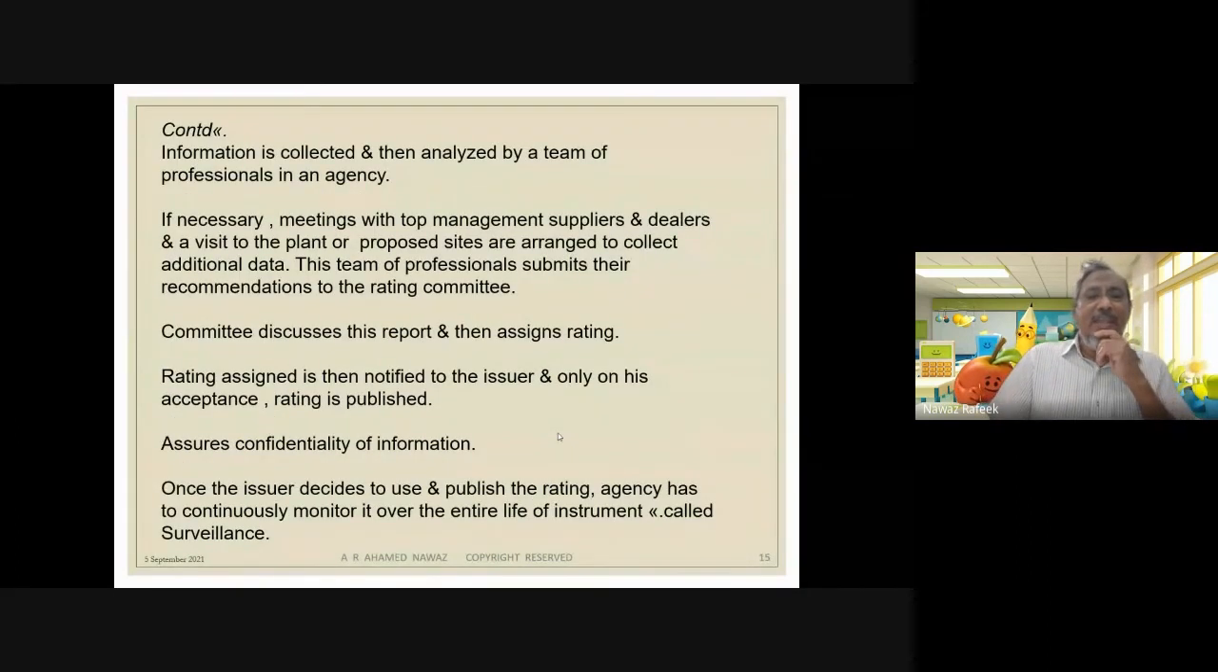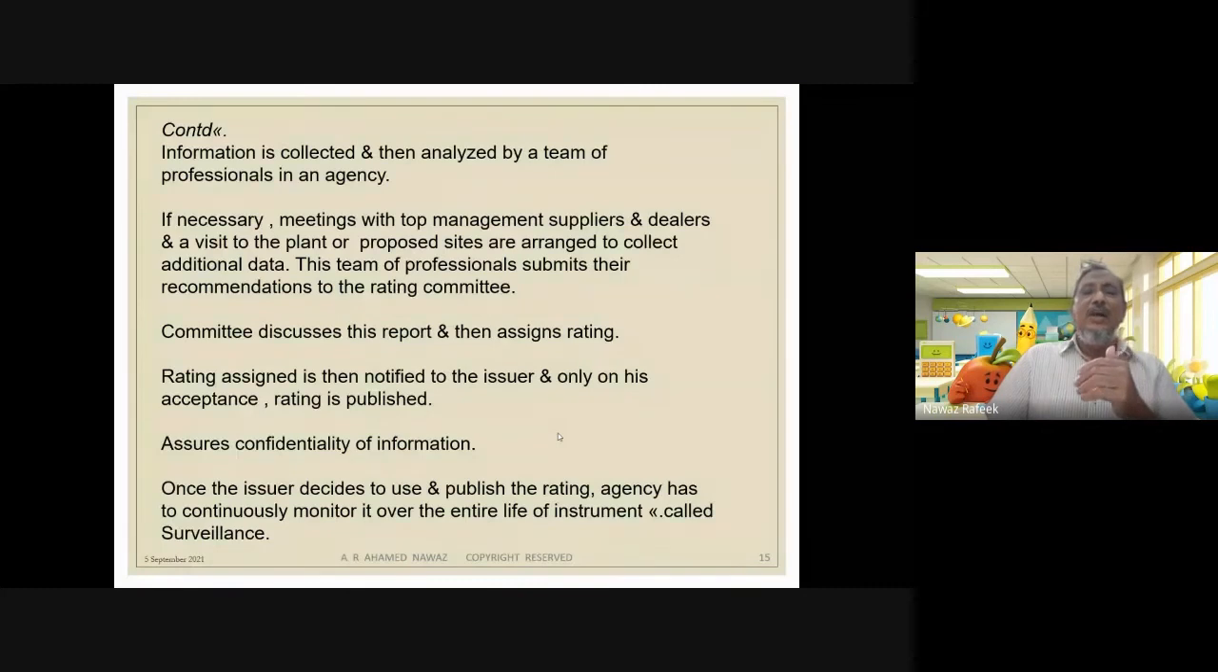Information is collected and then analyzed by a team of professionals in an agency. The information about the customer, for example, if a customer wants to exit a company, or wants to issue certain instruments to raise funds, they can either, if the financial market is steady and viable, introduce an instrument to the market to get external investors to invest in their company. Or if the market is not viable, then they have to turn to the bank.